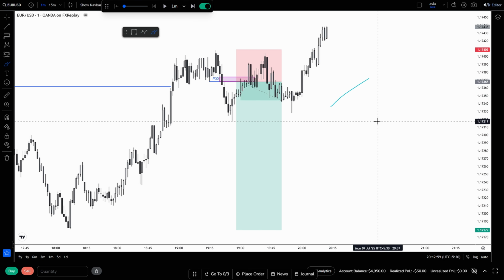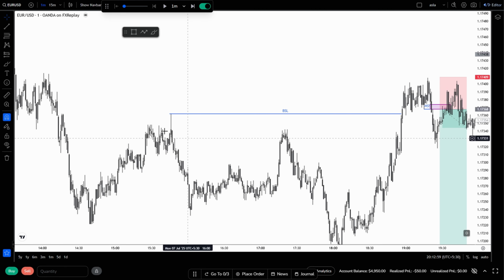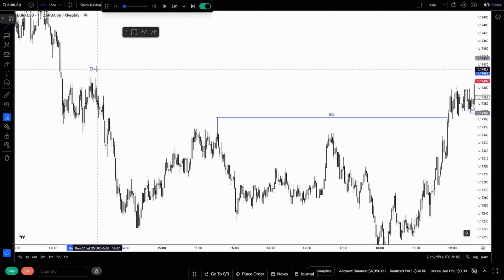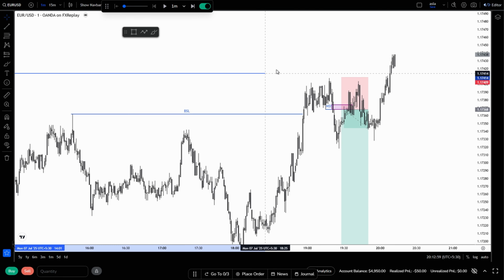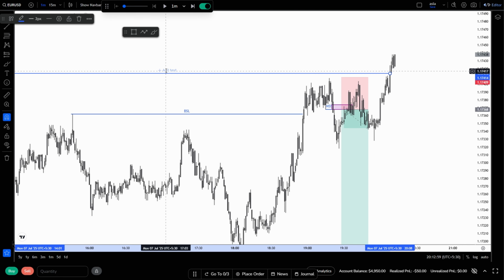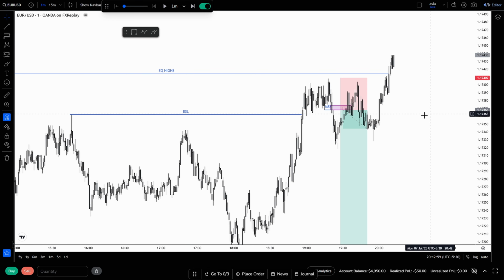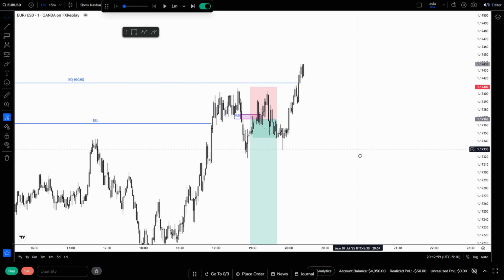But if you look carefully at the left side of the chart, you can see something important. You can see equal highs sitting above price. These equal highs acted as a liquidity magnet. Price was attracted to them, so before continuing lower, price first moved up to take those equal highs. That is the reason the trade failed. Now let's see what happens next.